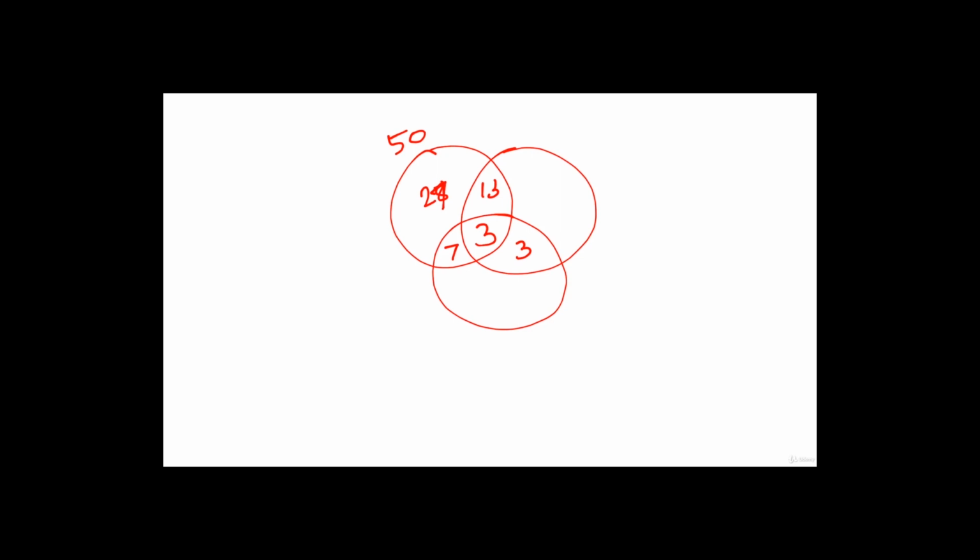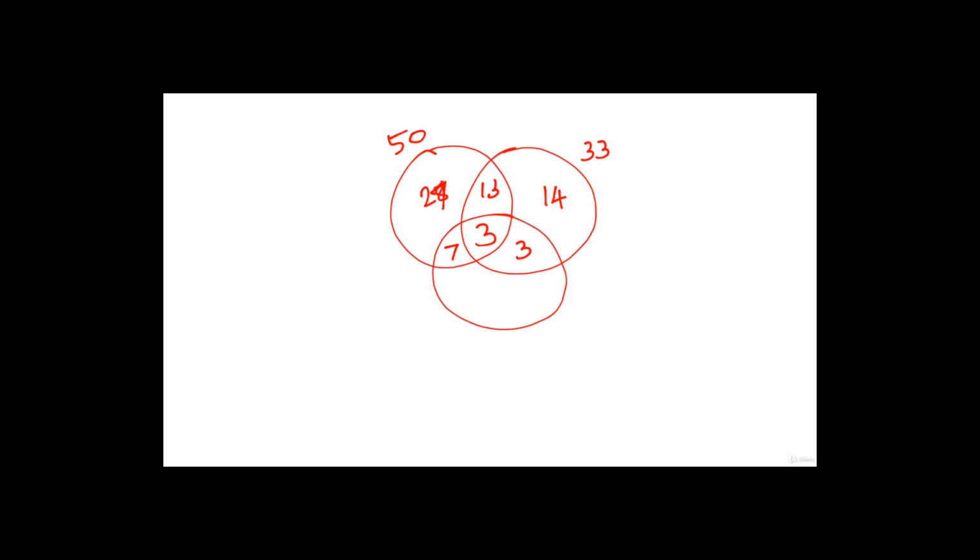And we know that the right hand side circle is 33. 33 minus 13 is 20, 20 minus 3 is 17, 17 minus 3 is 14. There are 14 numbers which are divisible by only 3 but not divisible by any other number.